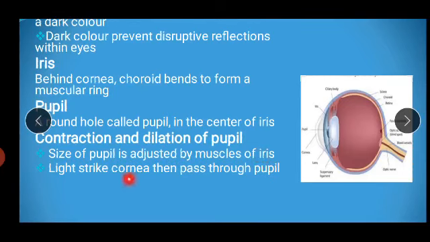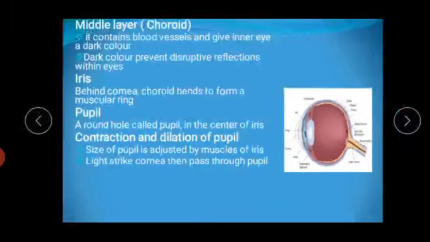Light strikes the cornea, then passes through the pupil. Light that enters through the cornea will then pass through the pupil.